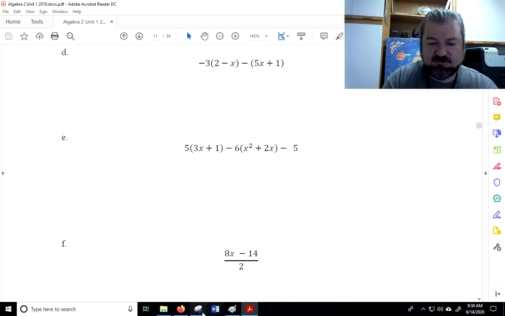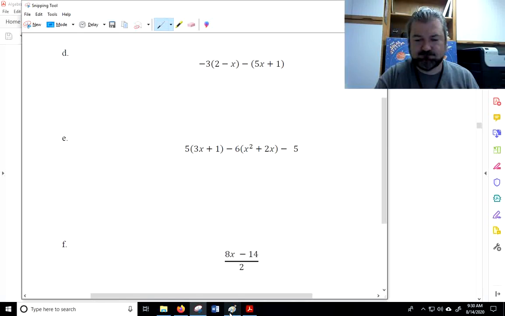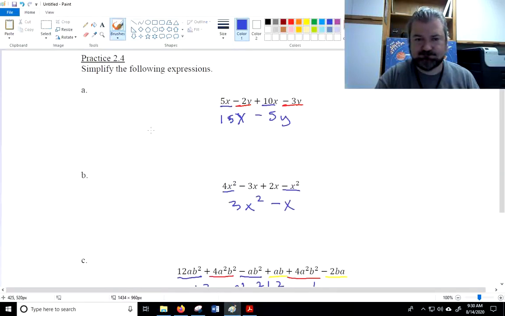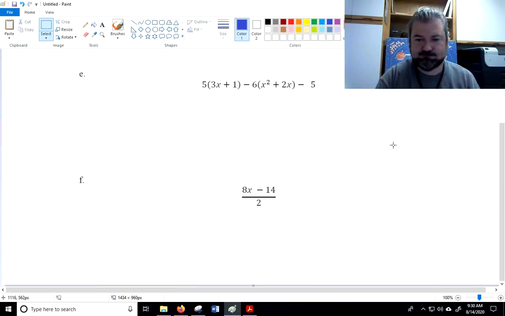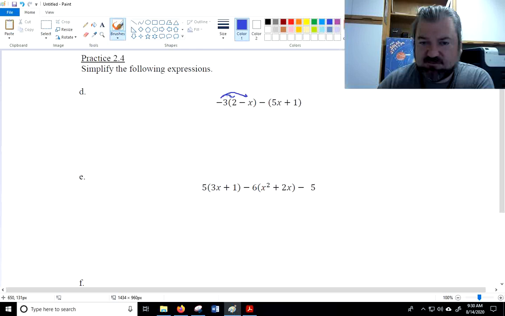Got a few more here to deal with. Now we're going to need to open things up with a little bit of the distributive property, it looks like. So a negative 3, we need to make sure that the negative comes with the 3. And we distribute it to each one of those. So that becomes a negative 6. Negative 3 times a negative x becomes a positive. Two negatives multiplied together make a positive 3x.